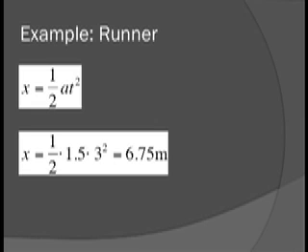It's a pretty simple equation, and it's really easy to plug things into. So we know her acceleration is 1.5 meters per second squared, and we're asked how far she goes in 3 seconds, so that's our t value. And we plug in these numbers, and we see that she ends up running 6.75 meters.